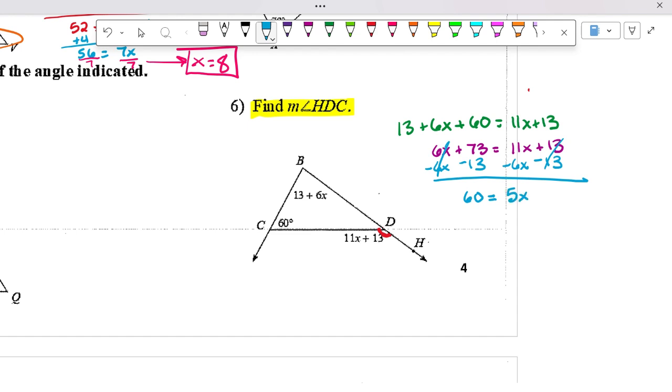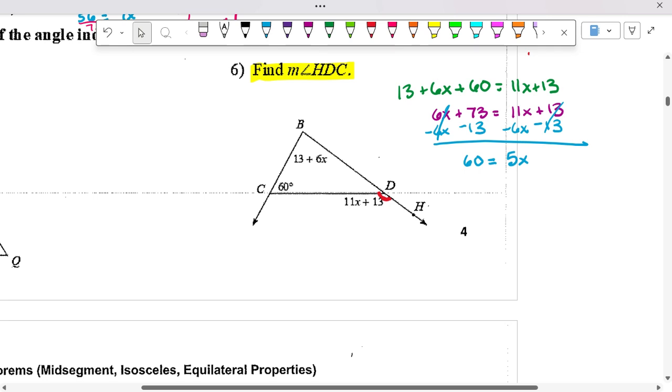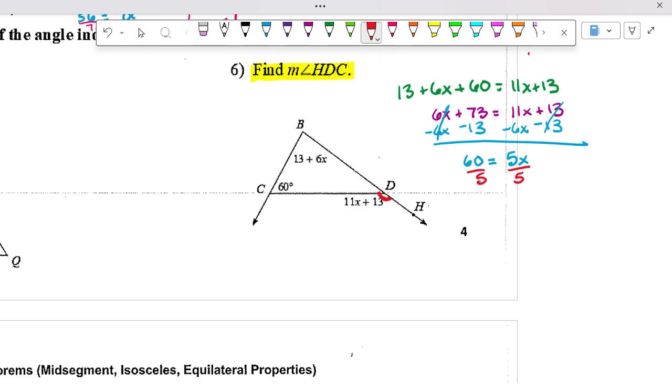All right. Group 5. What was your next step? So from here, how do I finish up solving for x? You divide by 5. So what's 60 divided by 5? 12. Good.